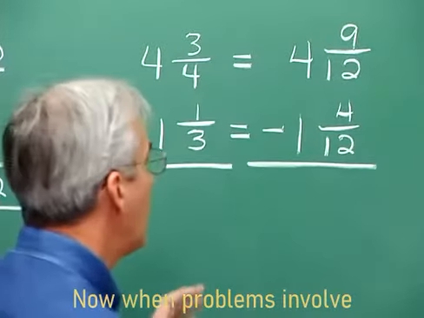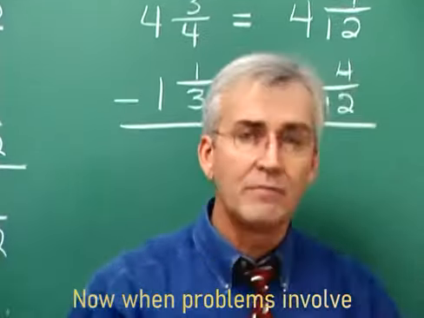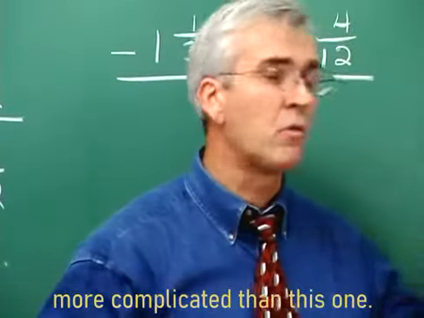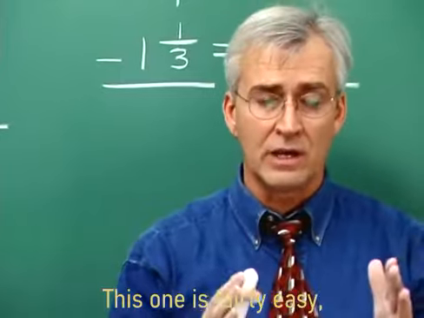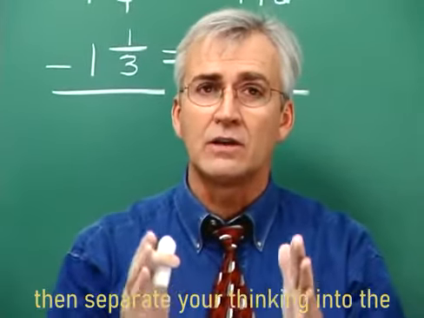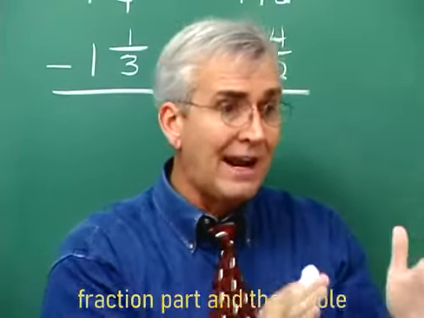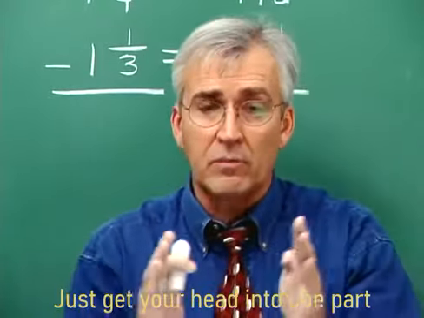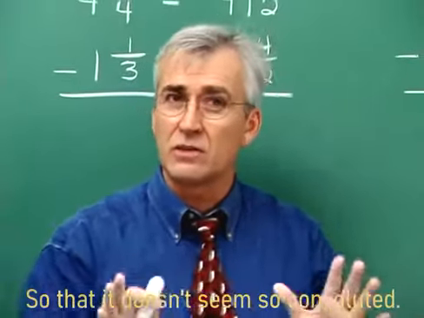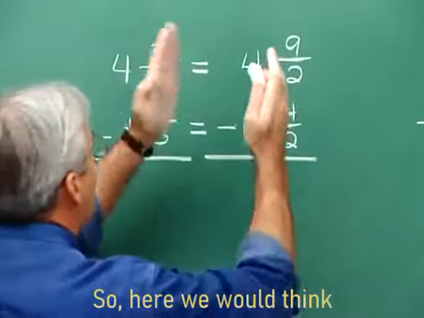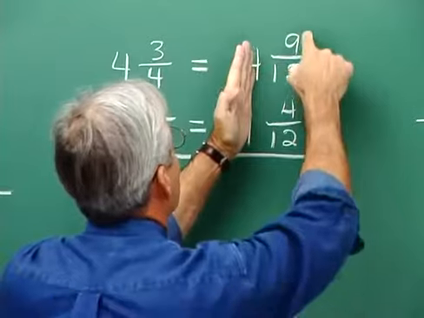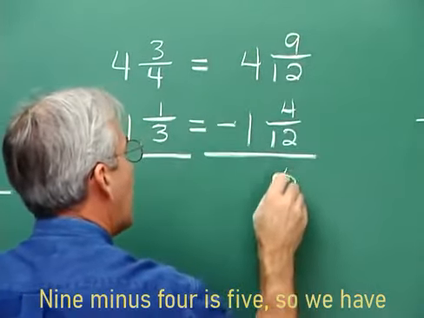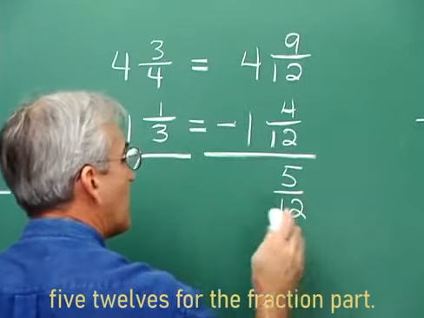Now, when problems involve mixed numbers, and if they happen to be more complicated, maybe more complicated than this one, which is fairly easy, but if the numbers get fairly large, then separate your thinking into the fraction part and the whole numbered part. You know, just get your head into one part of the problem at a time so that it doesn't seem so convoluted. So here we would think specifically about the fractions. 9/12 minus 4/12. 9 minus 4 is 5. So we have 5/12 for the fraction part.